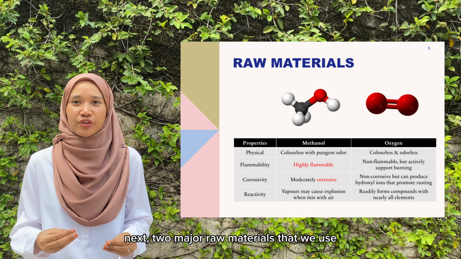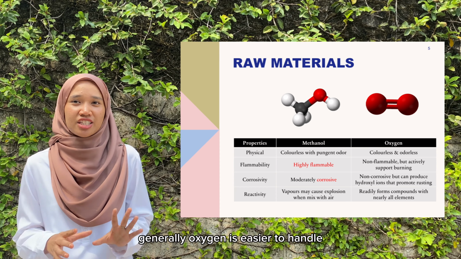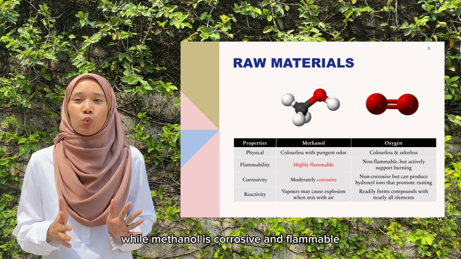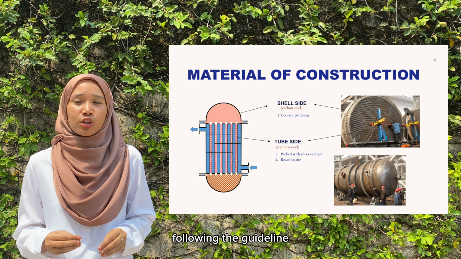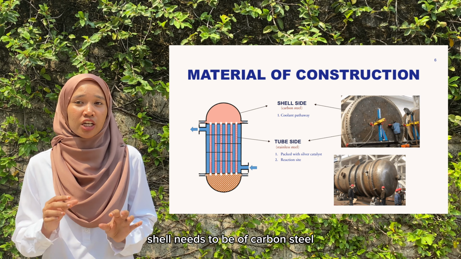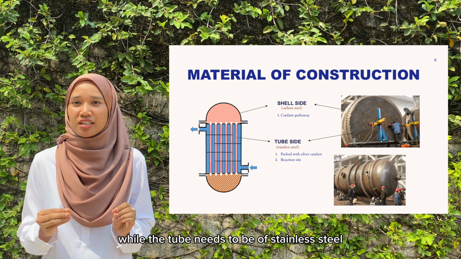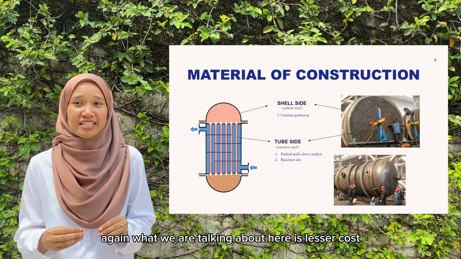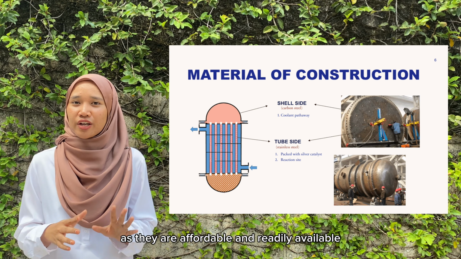Next, the two major raw materials that we use are methanol and oxygen. Generally, oxygen is easier to handle, while methanol is corrosive and flammable. Following the guideline, the shell needs to be of carbon steel, while the tubes need to be of stainless steel. Again, what we are talking about here is lesser cost, as they are affordable and readily available.